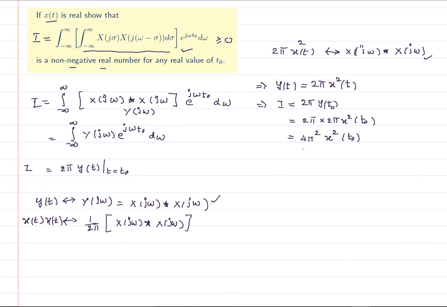But it is given that x of t is real, and hence x square of t is always a non-negative real number, and 4 pi square is also a positive number. So clearly we can say that this is always greater than or equal to 0. Hope this problem helps you in understanding the concept of the convolution in frequency domain property.